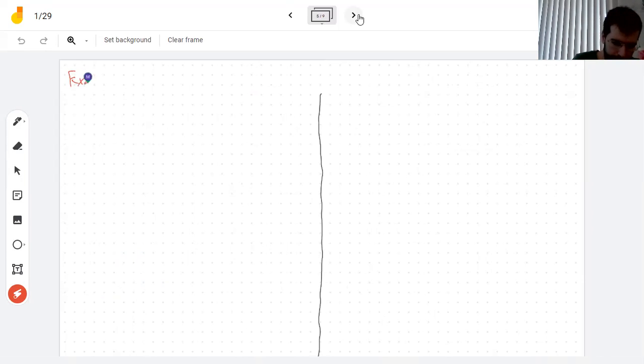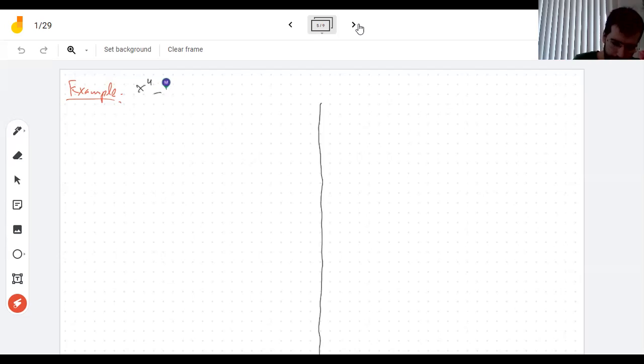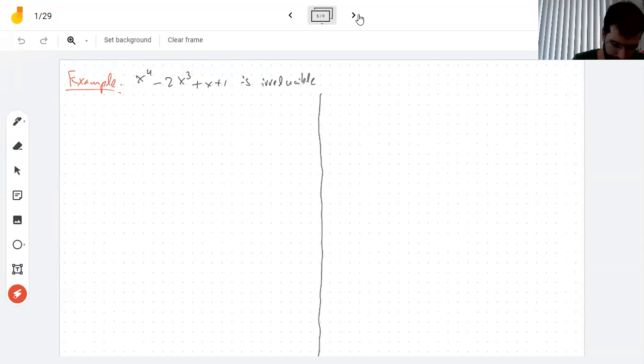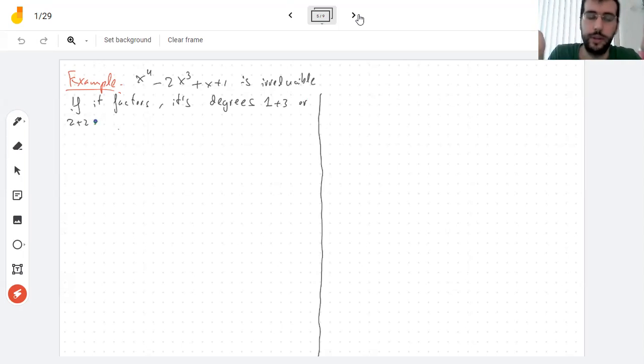So let's do this example out of the book. I want to show that this polynomial of degree 4 is irreducible. So what I need to do first is think of the degrees of the factors. They have to add up to 4, so it could be 1 plus 3 or 2 plus 2. If it's 1 plus 3, that means that there's a root, just like before.